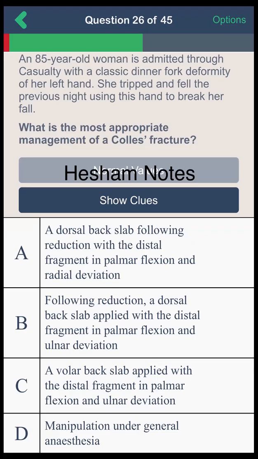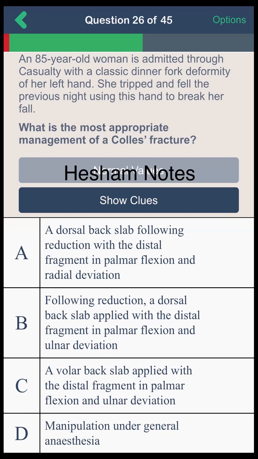This question. An 85-year-old woman is admitted through casualty with a classic dinner-fork deformity on her left hand. She tripped and fell the previous night, using this hand to break her fall. What is the most appropriate management of a Colles fracture? A dorsal backslab following reduction with the distal fragment in palmar flexion and radial deviation. A dorsal backslab applied with the distal fragment in palmar flexion and ulnar deviation. A volar backslab with the distal fragment in palmar flexion and ulnar deviation. Manipulation under general anesthesia.